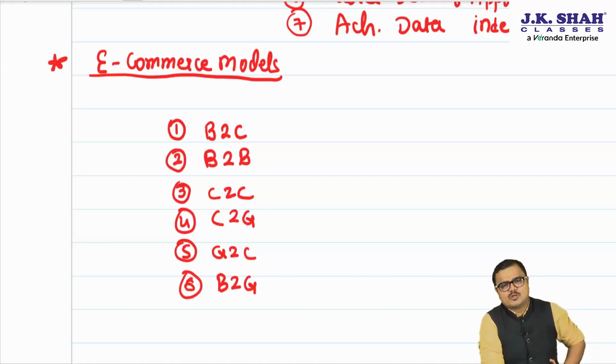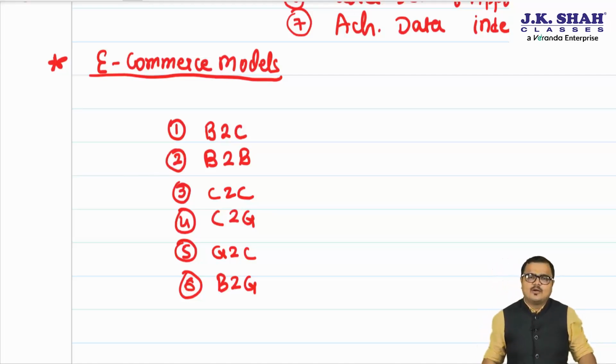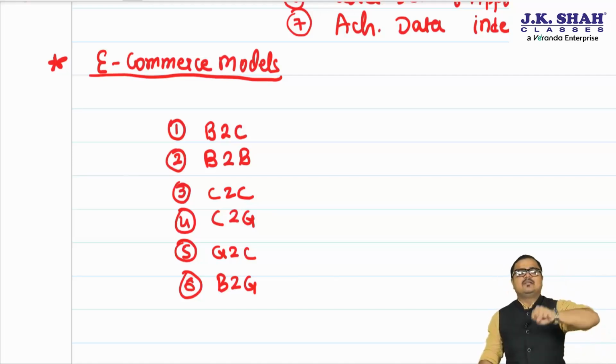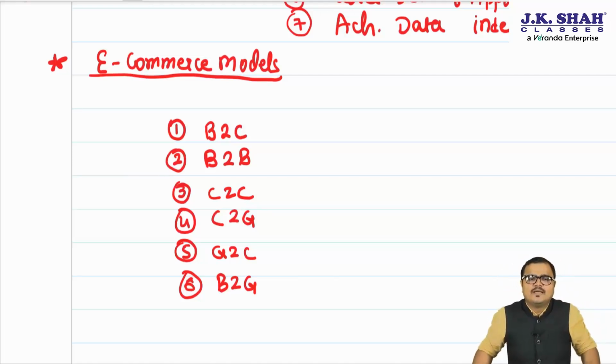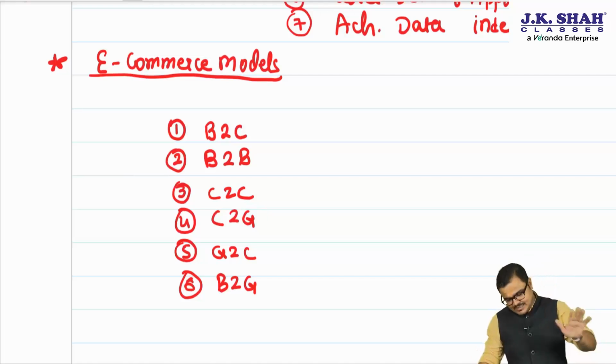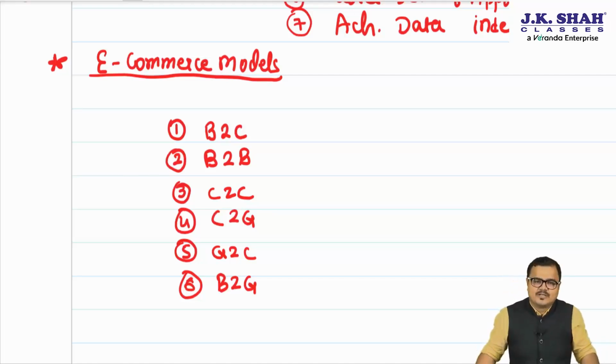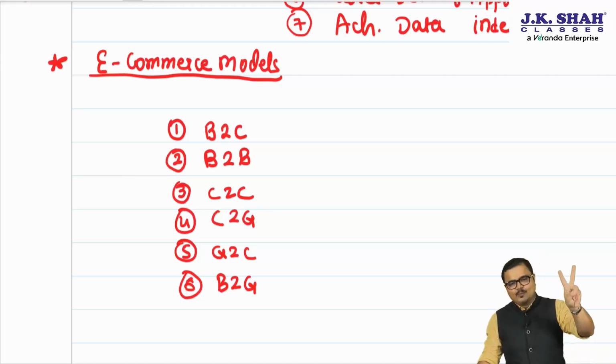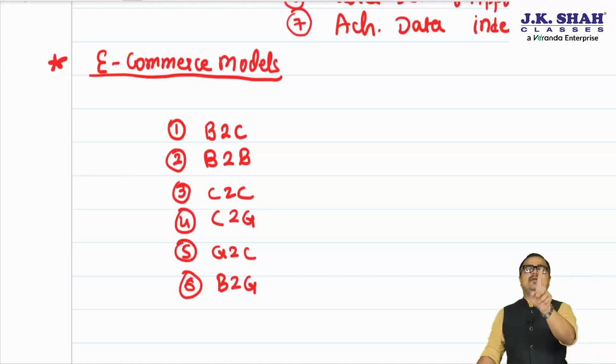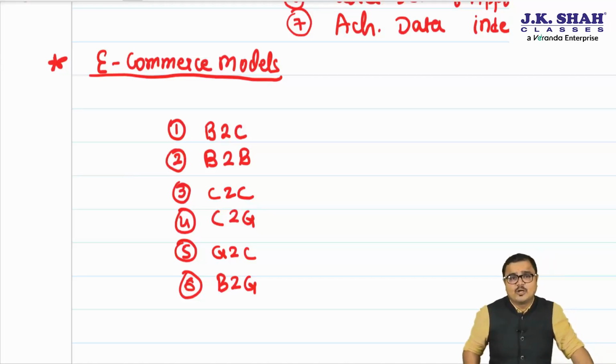So in case the government wants to buy any product, they do not require to go to the open market, but from the registered vendors on their portal only. That will help the government to take the decision from whom they can buy. So 6 major e-commerce models are there: B2C, B2B, C2C, C2G, G2C and B2G. Am I very clear to you? Yes, sir. Let's see from the theory point of view also.